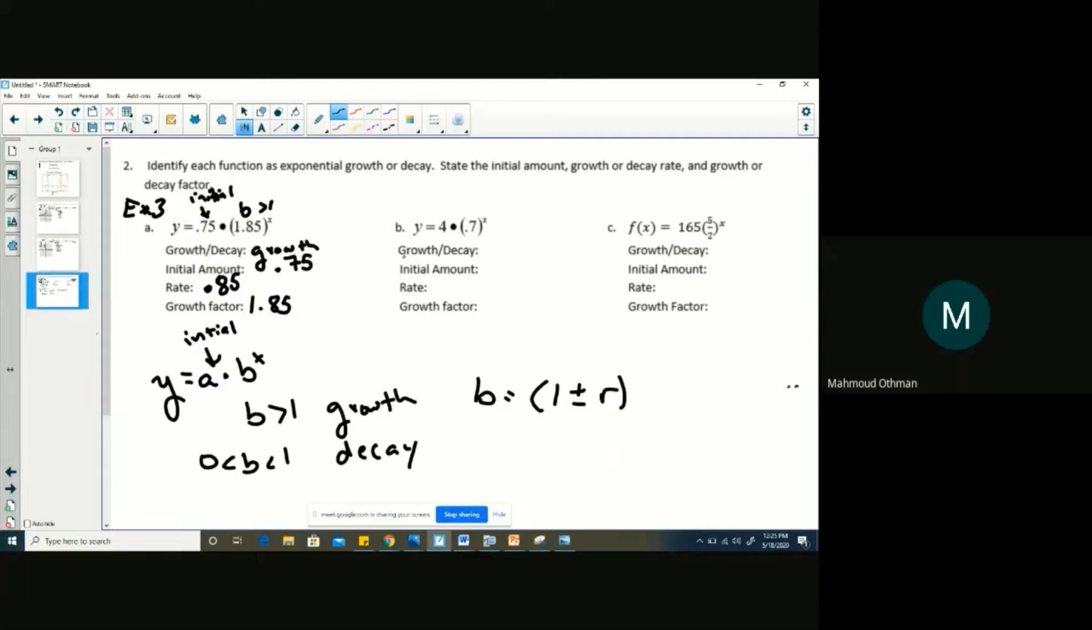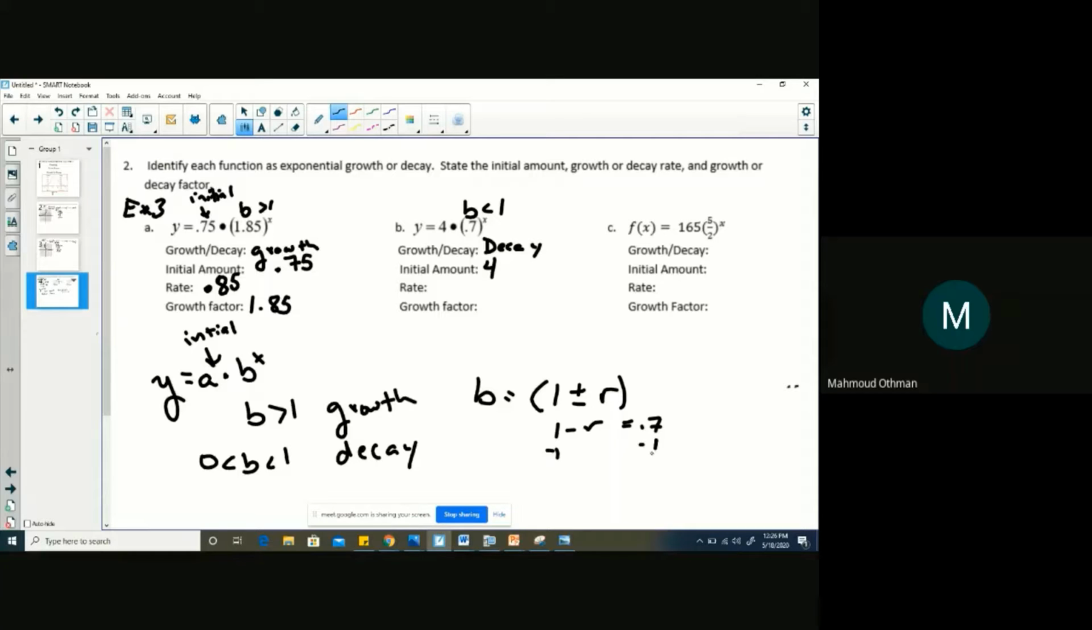Growth and decay, for that one. B, y equals 4 times 0.7 raised to the x. So I want to take a look at my B value. B is less than 1, so I have decay. My starting amount is the number in front of my B value, so this is my A value, so my starting amount is 4. Since this is a decay function, it's going to be 1 minus R equals 0.7.